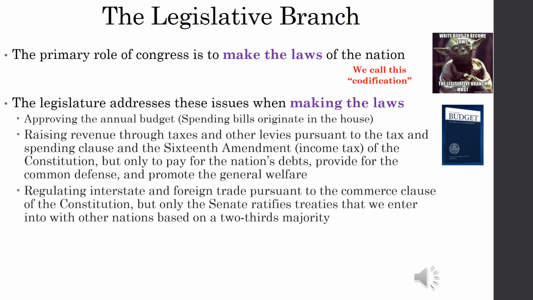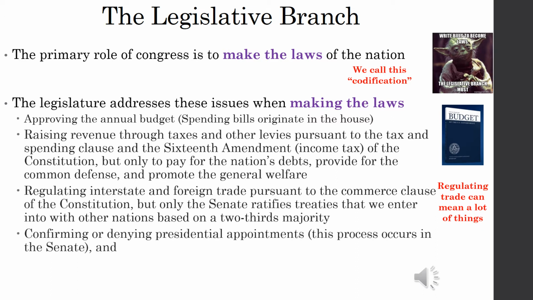Congress also regulates interstate and foreign trade pursuant to the Commerce Clause of the Constitution. But only the Senate ratifies treaties that we enter into with other nations based on a 2/3 majority. Regulating trade can mean a lot of things, and Congress uses that Commerce Clause to control a lot of what happens in this country. But as you also see, even inside Congress, we separate the powers between the Senate and the House of Representatives.